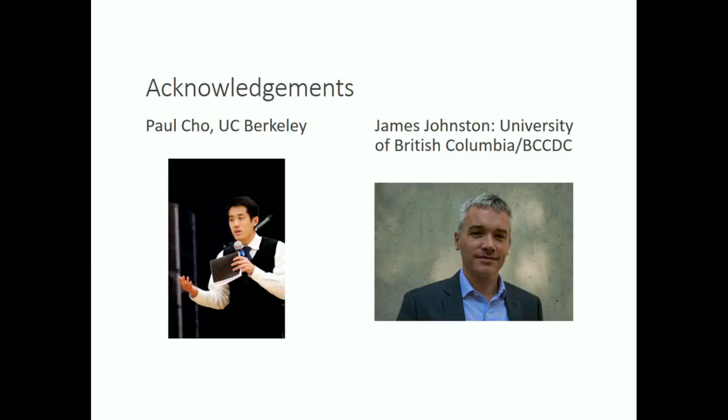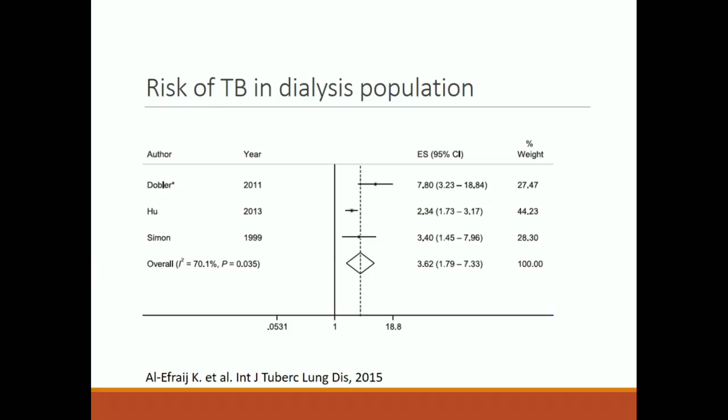In fact, this present analysis was inspired by a poster by James Johnston at the Union Conference 2 years ago. The population of people on renal dialysis is known to be at risk of TB disease. But in terms of the quality of evidence, the recent systematic review by James Johnston's group found that the number of high-quality studies is actually quite limited.